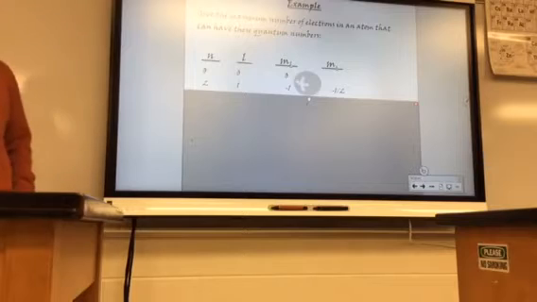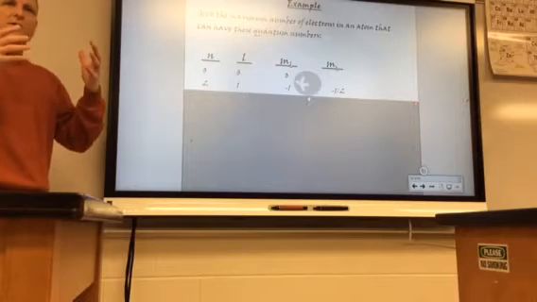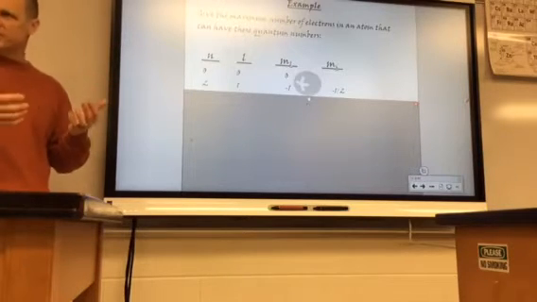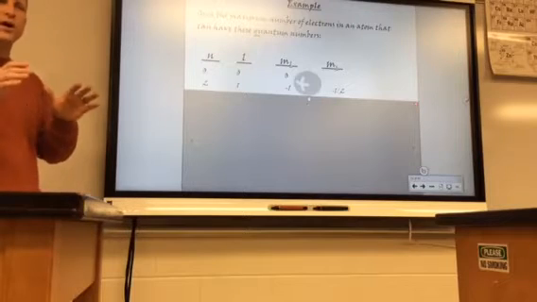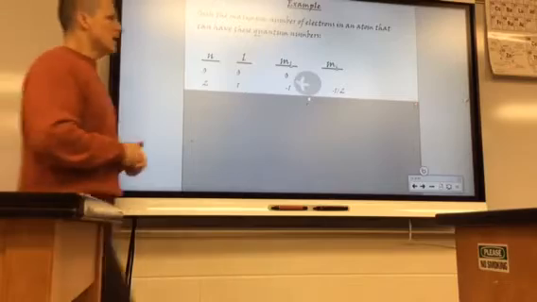I had mentioned this yesterday. This has a name. It's called the Pauli exclusion principle. If you're given 4 quantum numbers, only 1 electron can be represented by those 4 quantum numbers. No 2 electrons can have the same set of 4 quantum numbers. They can't. They'll all be unique.